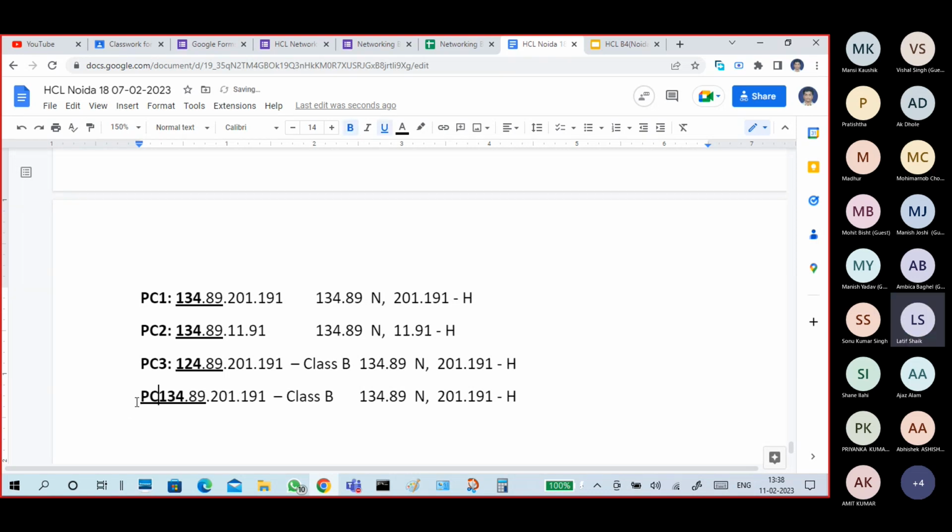This is only one example. I will leave you. If you have any doubt, you can also tell me. So what is the network portion here? The network portion is different. The host portion can be anything, same or different, we don't mind about it.